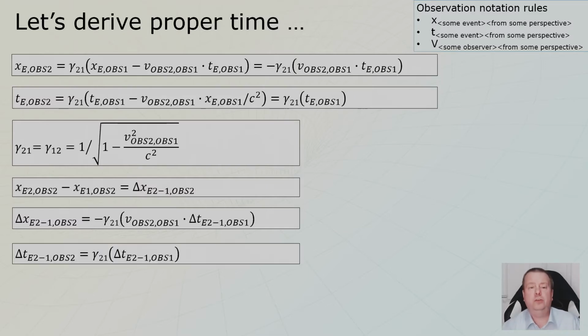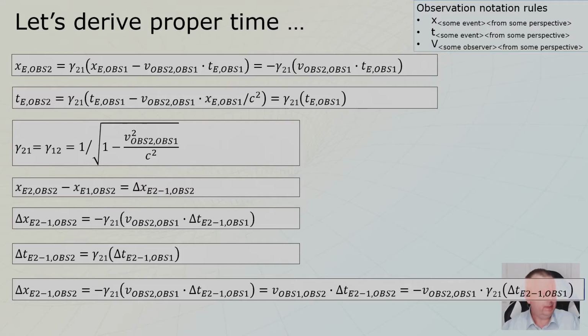If you do the same for time, you will see that delta time through the eyes of observer 2 will be gamma, the Lorentz factor again, times the delta time through the eyes of observer 1. So we just simplified the Lorentz equation and then we put in the deltas. So far, so good.